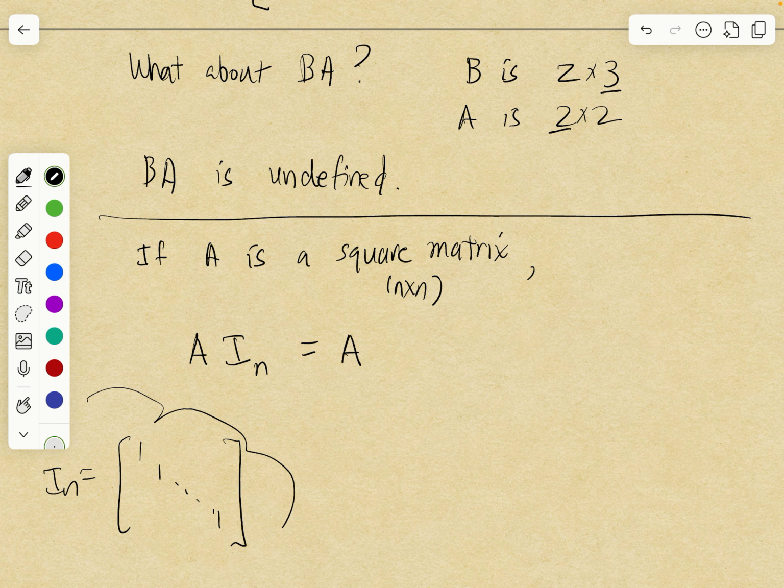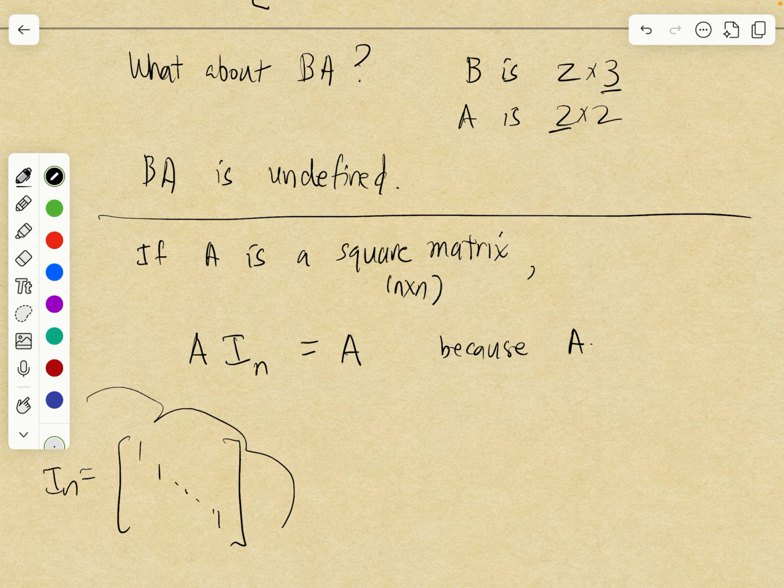You can check that if you take A times the first column of the identity matrix, you're just going to get the first column of A. And if you take A times the second column of the identity matrix, you just get the second column of A. Therefore, A times the jth column of the identity matrix is just the jth column of A. And so when you put the n columns together, you just get the matrix A, right? Because A times column j of the identity matrix is equal to the jth column of A.